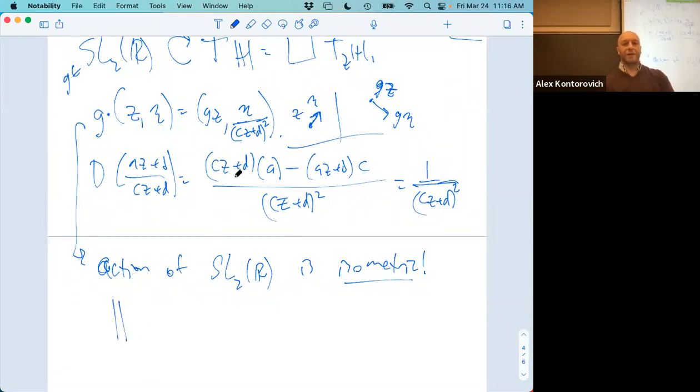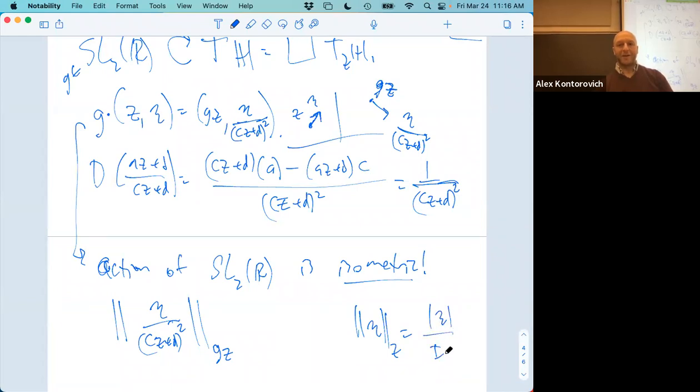Let's look at the length of eta over (cz plus d) squared. So this is my new curve. My new curve is eta over (cz plus d) squared. I want to know what the length of that curve is, but it's being measured at gz. It's not being measured at z. You understand what this means? The length of eta at z is eta as a complex number divided by the imaginary part of z. I'm trying to show that when I moved z to gz and eta to eta over (cz plus d) squared, I haven't changed the length of this. So I want to know that this is equal to this.